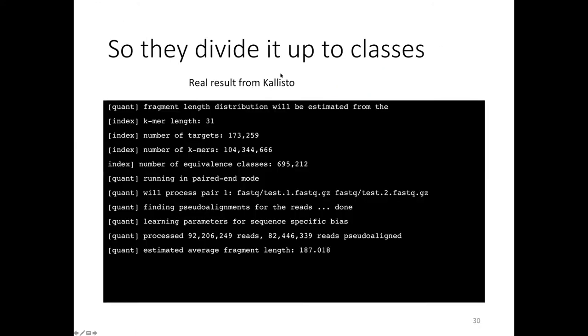Yeah, so here is more information. When Kallisto builds the index, it takes a k-mer length of 31. And why do you take 31? There is some reasoning behind this.